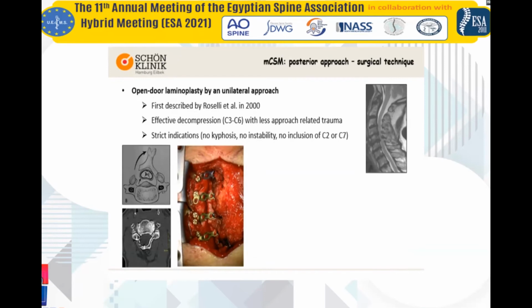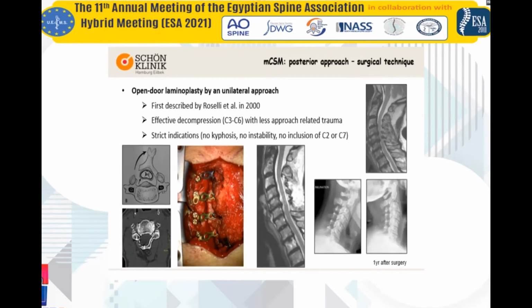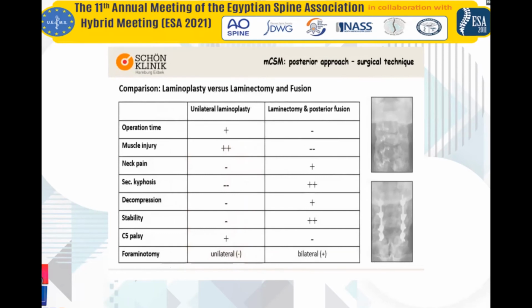Of course, there are strict indications like you should have no kyphosis, no instability, and C2 or C7 should not be included. Like you can see here in the MRI postoperative, you have a very nice decompression, and on the other hand you can keep mobility. Like in the functional X-ray, you see mobility of the subaxial cervical spine 1 year after surgery.